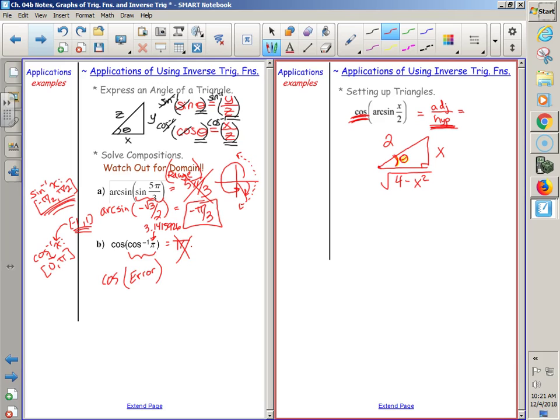I know you and I know you. So I can set up 2 squared is equal to a squared plus x squared. A squared is equal to 4, 2 squared, minus x squared. And a is equal to, now technically, wouldn't it be plus or minus if we were solving?